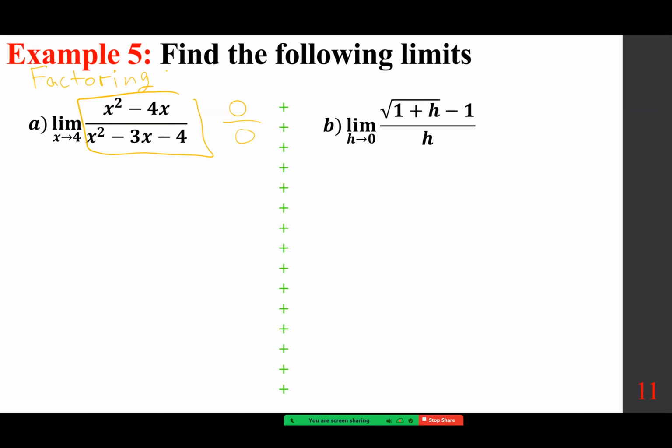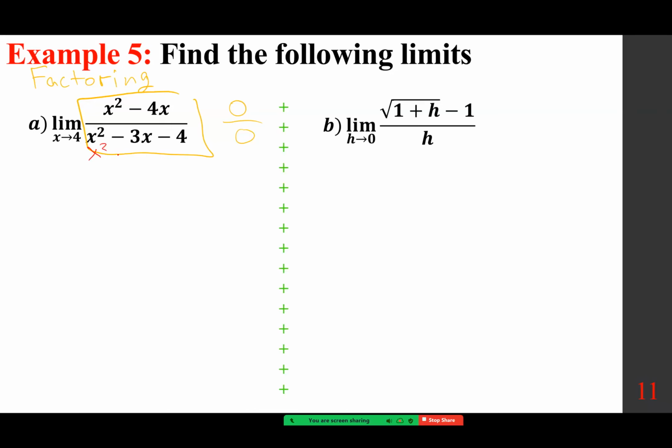What I want to mention, class, again, the problem is the 0 in the denominator. Because x is approaching 4, you should have a factor of x minus 4 in the denominator. If it were approaching 5, you would have a factor of x minus 5. But if we had negative 4, we would have a factor of x plus 4. The numerator is easy, you take out the x.